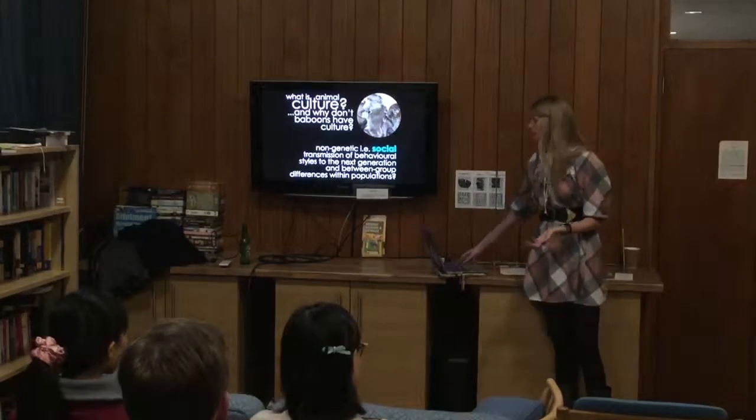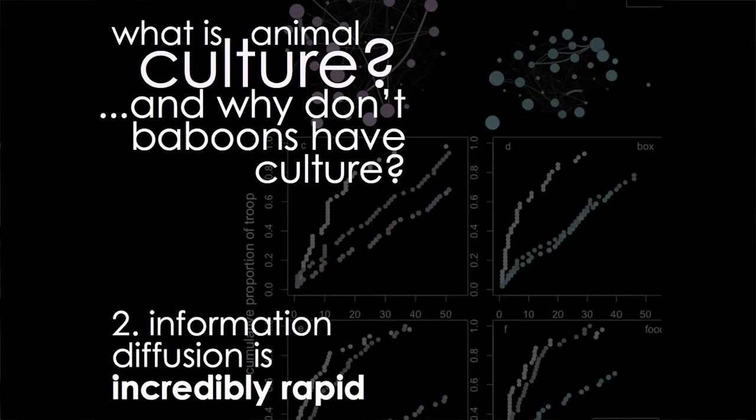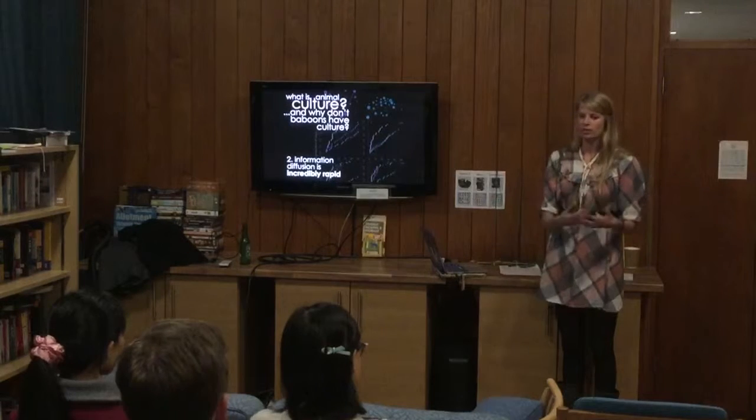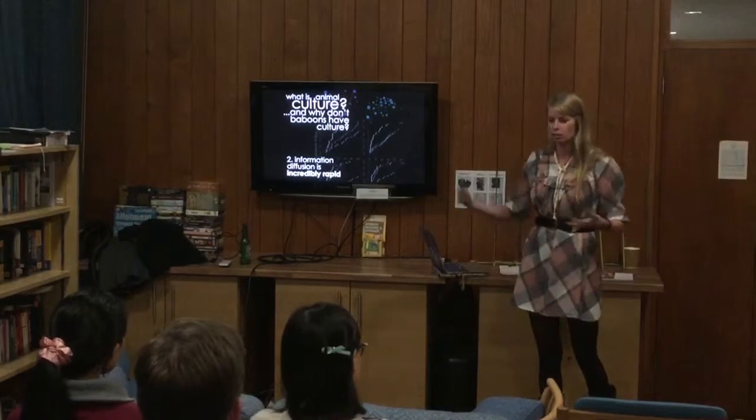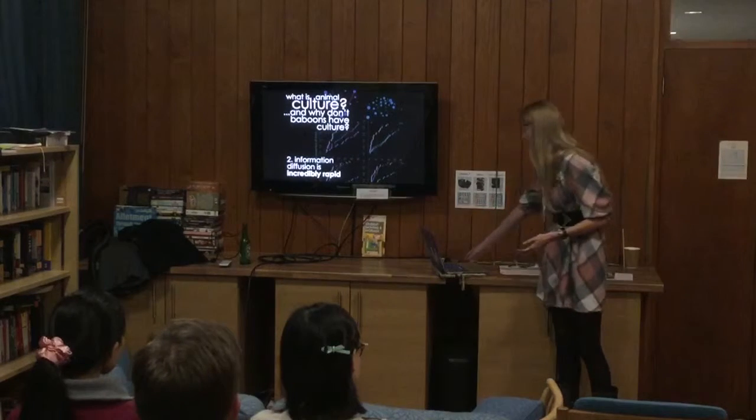So I've got a couple of hypotheses for what's going on in the baboons and why people haven't looked yet for this. So first, I've just shown you information diffusion is incredibly rapid. So once a novel behaviour is introduced, as long as there are individuals who keep doing that behaviour, it'll spread throughout the troop incredibly rapidly.